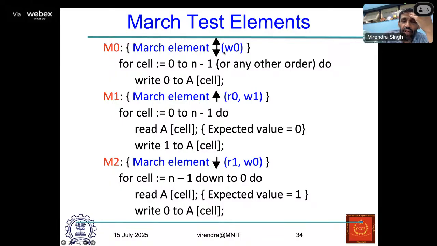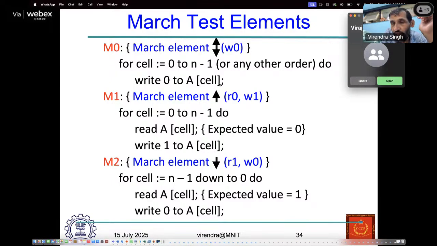So in that case, how many read-write operations are we doing with every cell? In the first march I am doing one write operation. In the second scan we are doing two operations, one read and one write. And in the third march we are doing one operation, one read operation. And therefore with every cell I am doing 4 operations. So the complexity of this algorithm would be 4n.